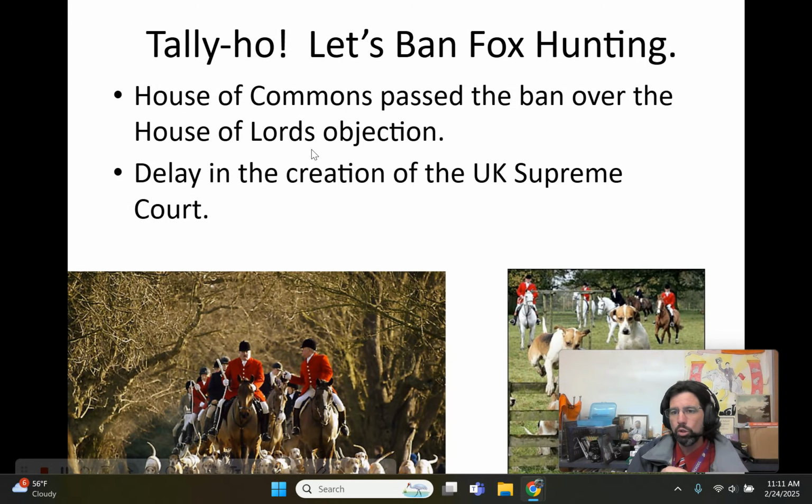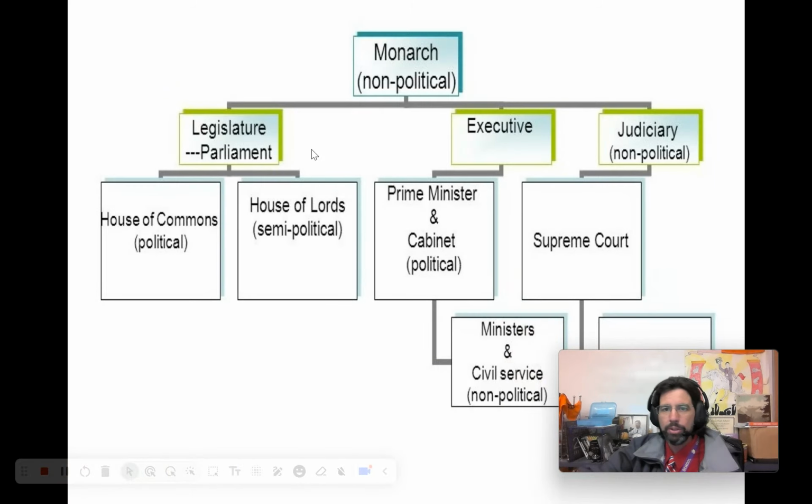The old judicial branch used to reside in the House of Lords as well. And so they were able to delay the creation of the UK Supreme Court, but eventually in 2009, that even happened again. All that the House of Lords can do is suspensive veto.